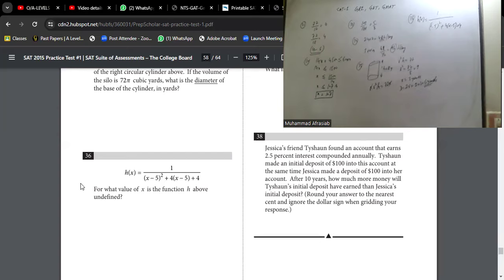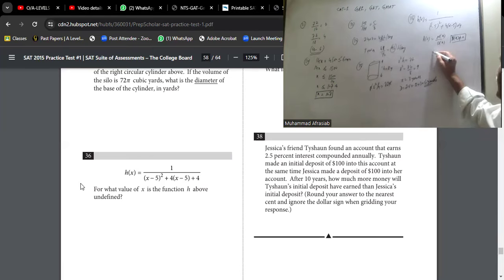For what values of x is the function h above undefined? We know that this is a function in the form of a fraction. If h of x is in the form of numerator over denominator, then the denominator should not be equal to 0, because at that point it is undefined. So now we have to find the value of the denominator where it is undefined.